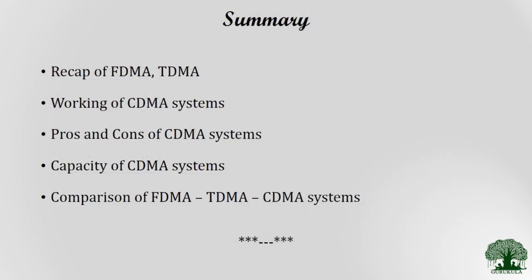So that is all about this particular video. Just to sum up, we started our discussion with a recap of frequency division multiple access and time division multiple access, and later we discussed the working of CDMA systems, where the diagram clearly explained how a CDMA system works. Then we discussed certain pros and cons of CDMA systems and the capacity of the CDMA system, where the equation we showed decides the effective number of users that can be allowed to simultaneously access the channel. And finally, we saw the comparison between FDMA, TDMA and CDMA systems with respect to their principle.